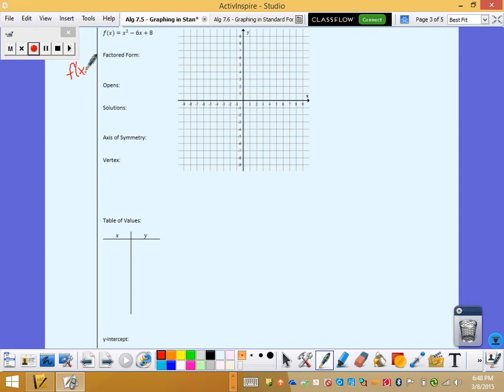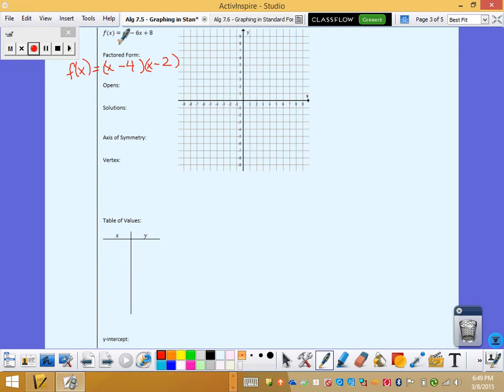So I'll just factor, two parentheses. I know x times x is one way to get x squared. And if I have opposite signs, I know these are both going to be negative because a negative times a negative is a positive. Okay, negative 4 times negative 2 is 8, and negative 4 plus negative 2 is negative 6. Okay, so I've got it factored.